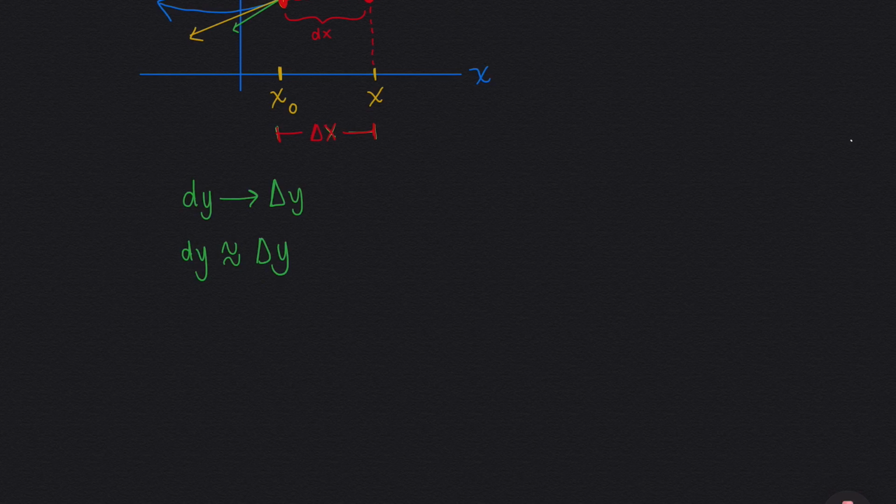Well, dy, remember we came up with an equation for it way at the beginning of this lesson. dy is the same thing as f prime of x times dx. And the change in y, well, we get that by subtracting the y values. So that'd be f of x minus f of x naught.